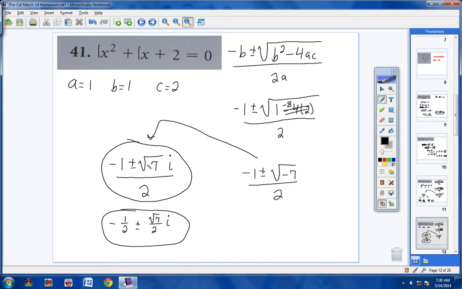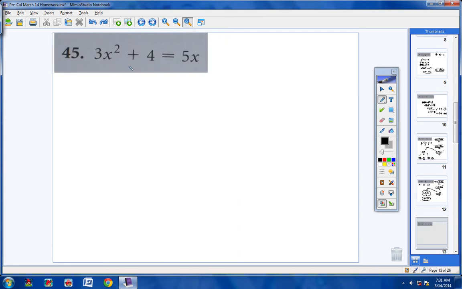Pretend for a second you would have had a 27 here. If you had a 27 here, don't forget, you could split that down into what? 9 times 3, and then cross off the 9 and put a 3 on the outside. So in other words, what I'm trying to say is always make sure to simplify your radicals if you can. That is something you must do, okay? All right, that's number 41. Moving on to number 45.